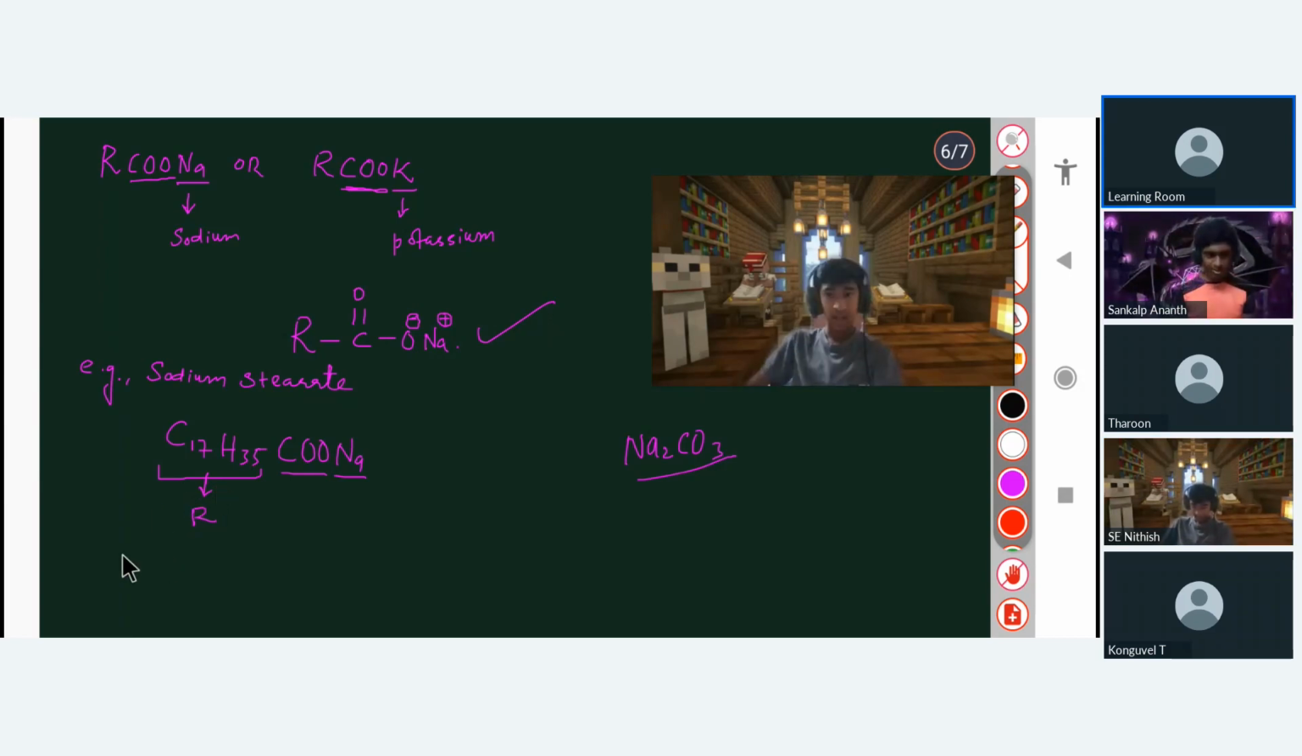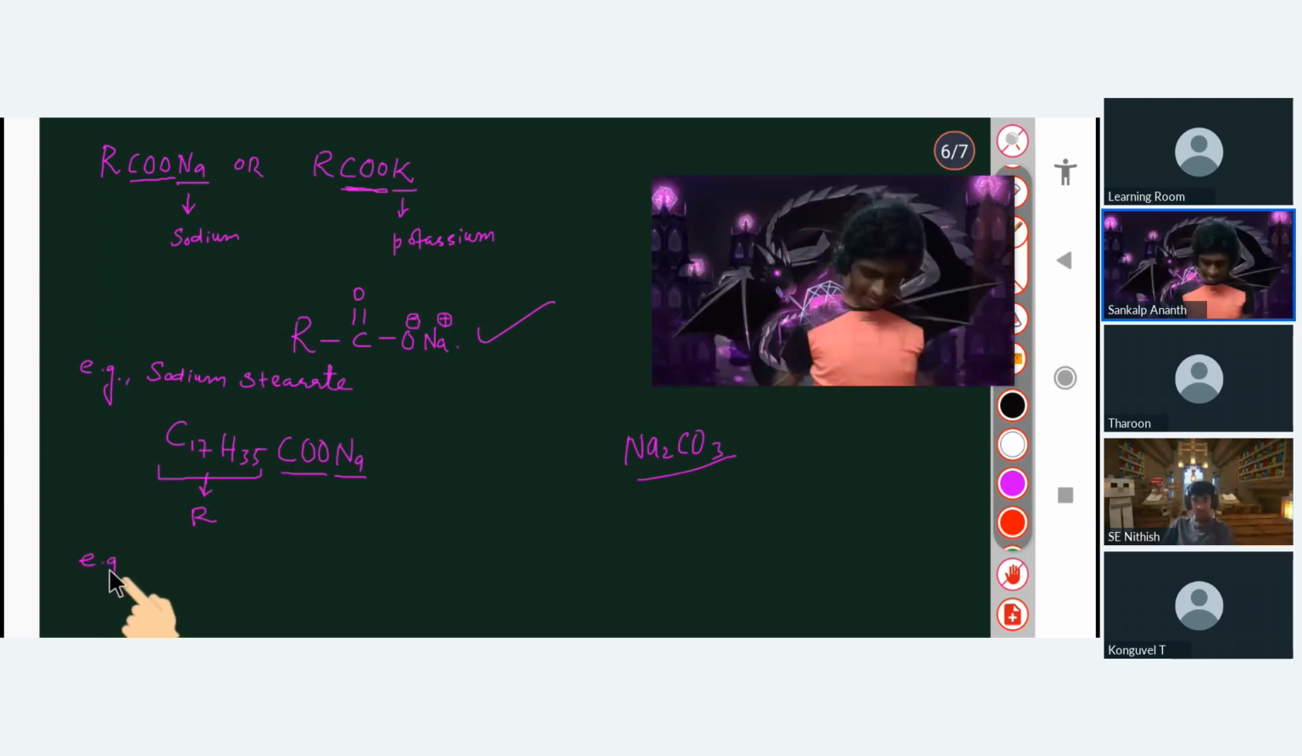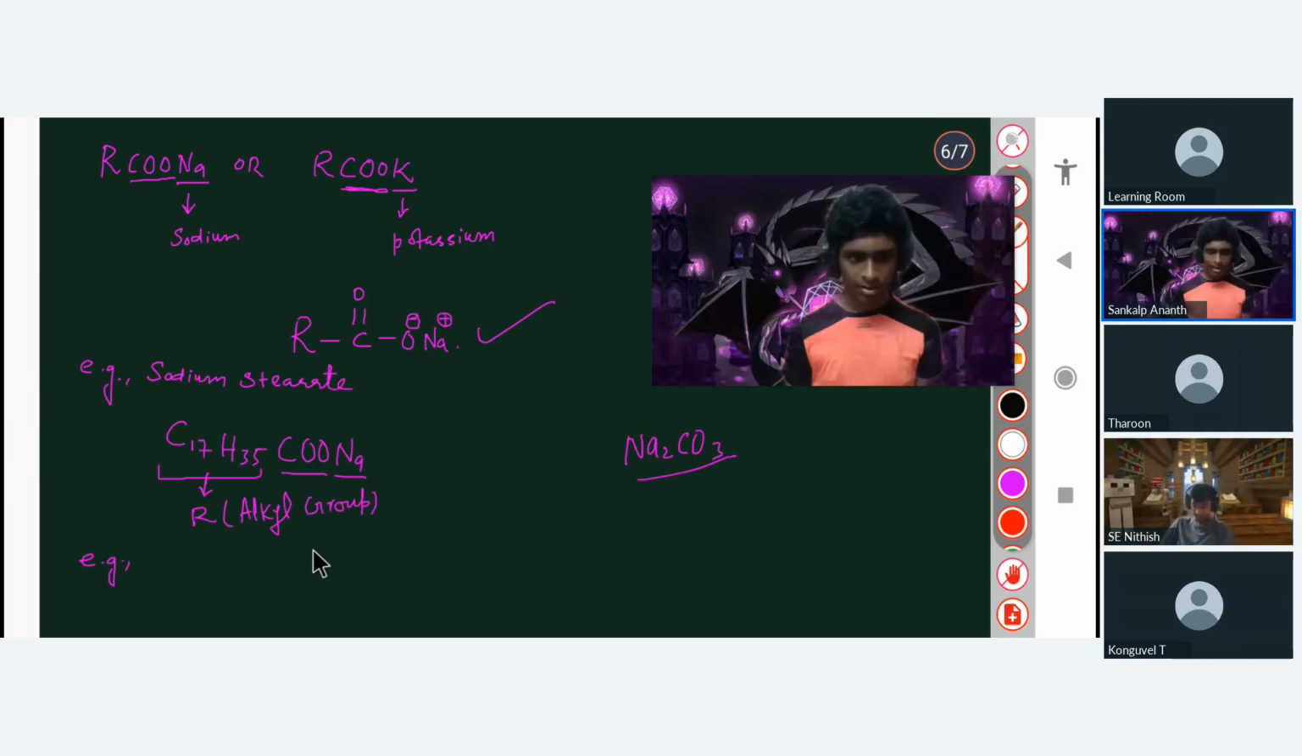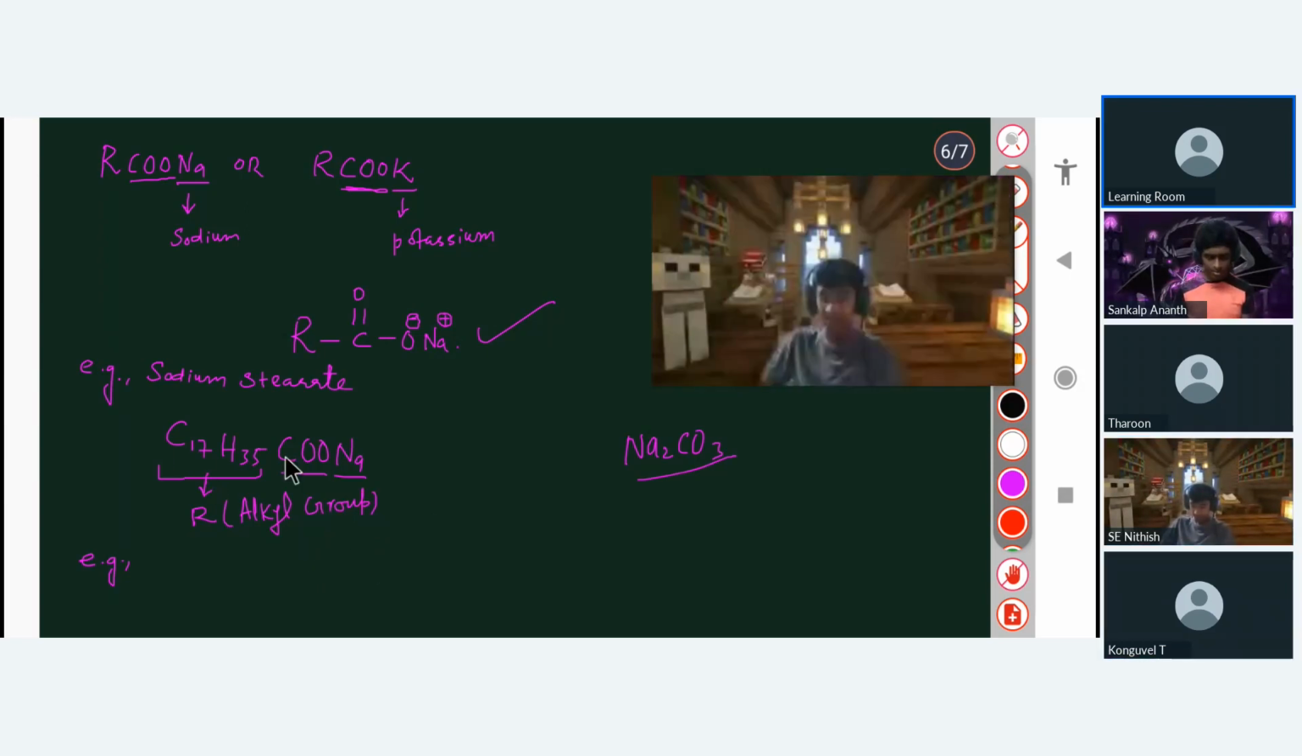Actually, this R is known as an alkyl group. In organic chemistry, we call it an alkyl group. I hope you will remember it. Sir, are fatty acids also called alkyl groups? No, the fatty acid is the whole thing.